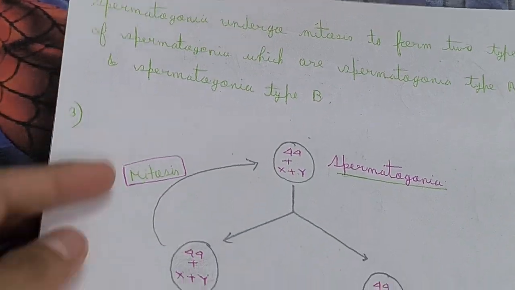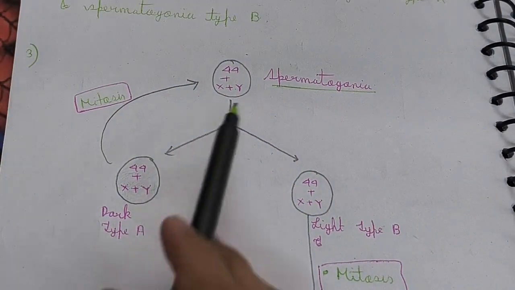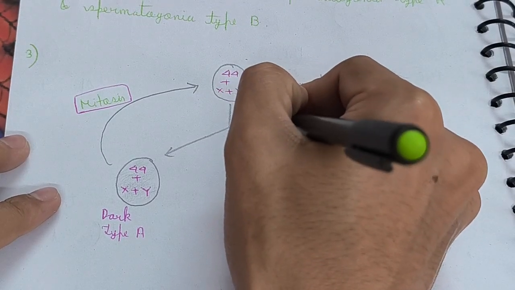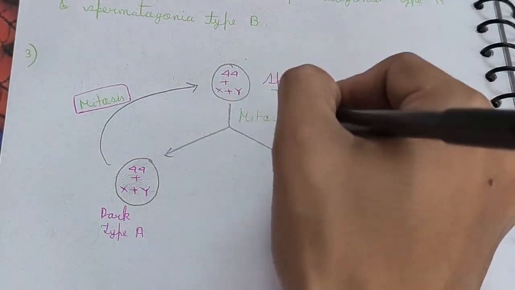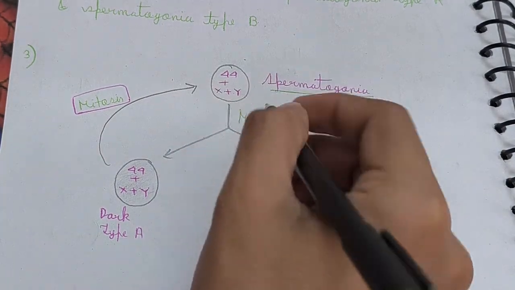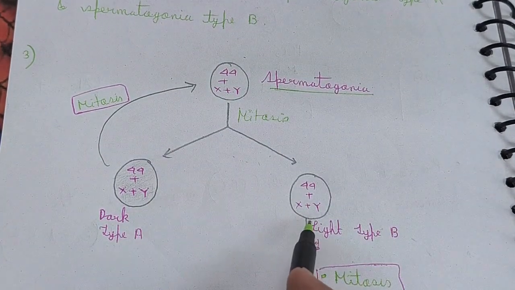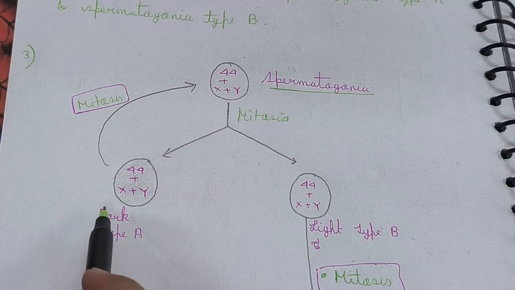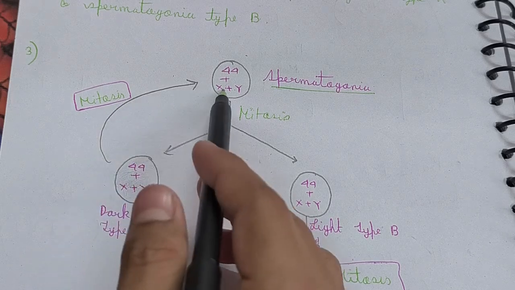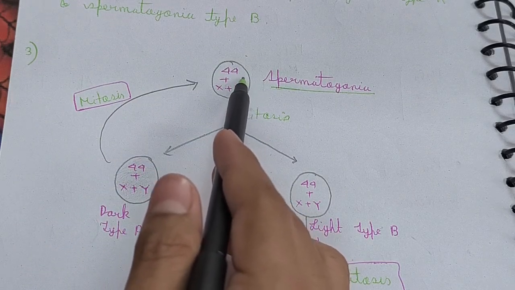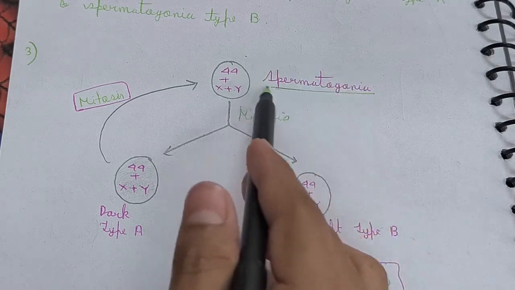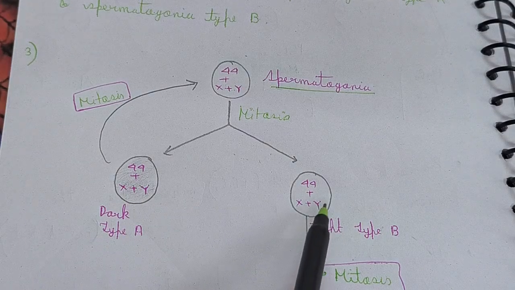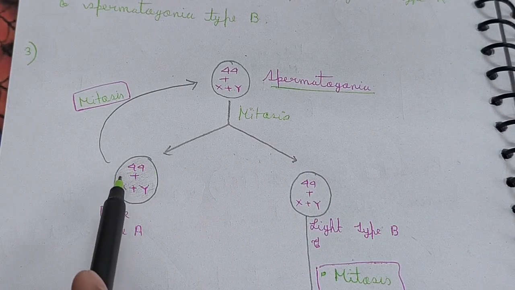Now the third point, about the division. This is the spermatogonia, and by the process of mitosis it divides into spermatogonia type A, which is dark, and spermatogonia type B. You should see that spermatogonia type A undergo mitosis only to maintain the population of spermatogonia, so that the number of spermatogonia is maintained constant. So it acts as a reserve cell.